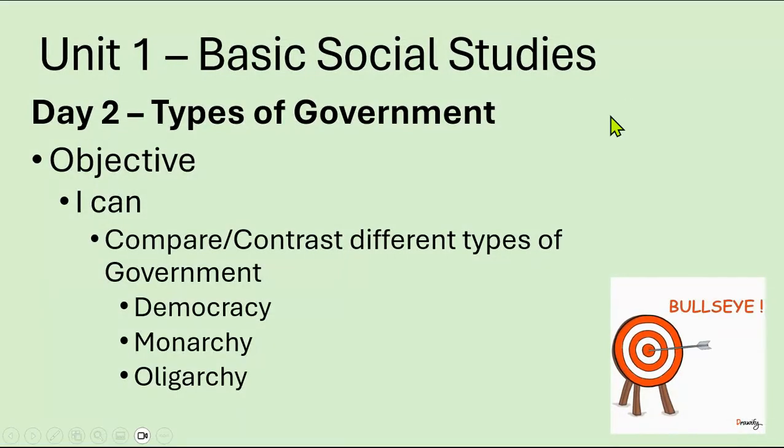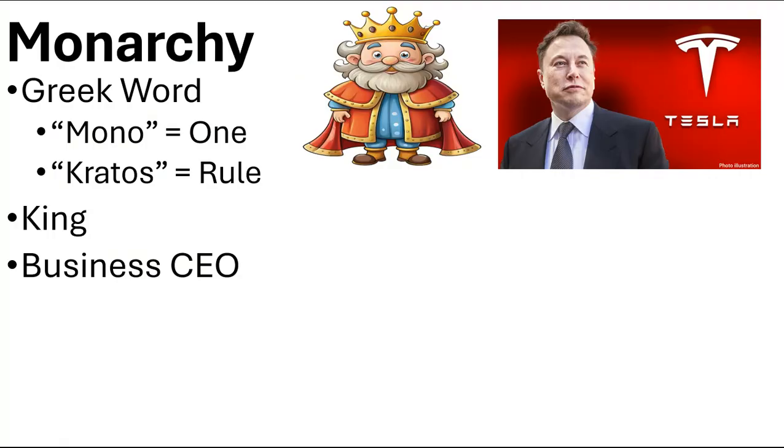Day 2 of our basic social studies introduction unit. Yesterday, we compared and contrasted democracy and monarchy. Today, we will add oligarchy to the mix. Monarchy, you may remember, means one person rules.